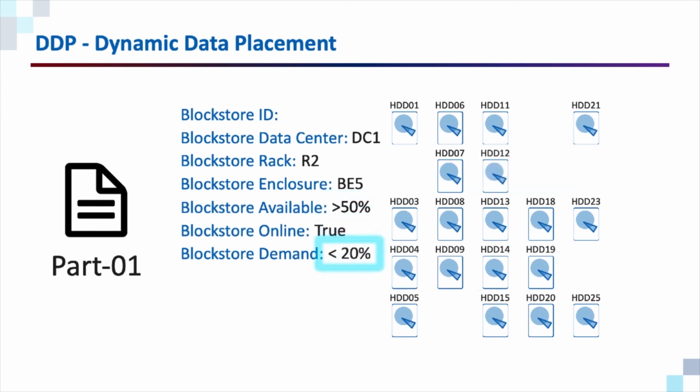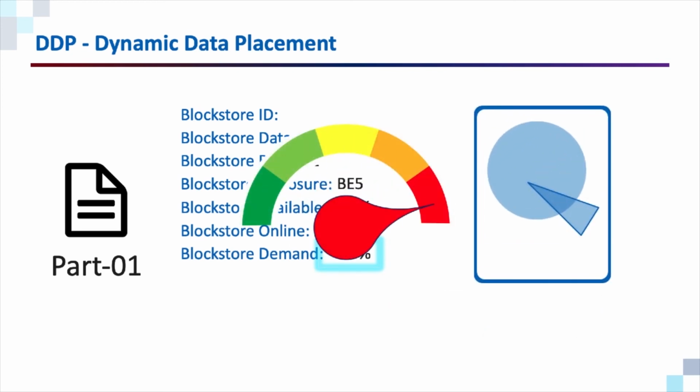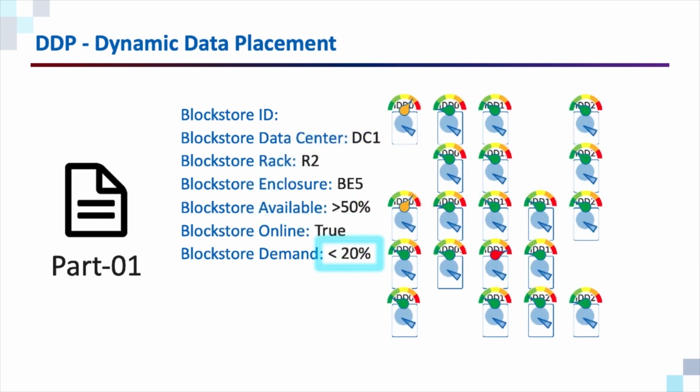And now we look at block store demand. This is an indication of how busy the block store is. To avoid I/O hotspots, block stores with lower I/O demands are preferred over block stores with higher I/O demands. So we set a threshold, in this case 20%. We find a few block stores that are pretty busy, so they're filtered out of the selection set.